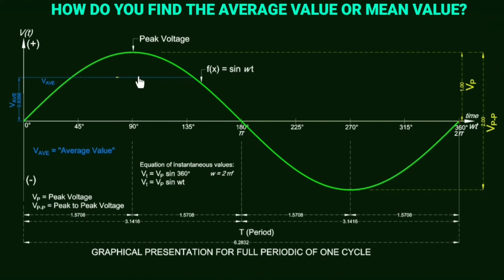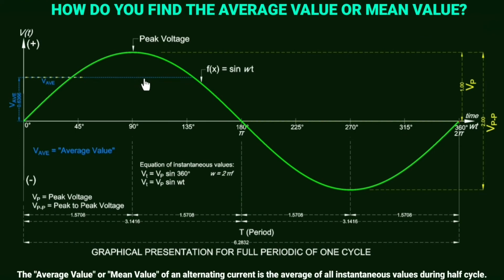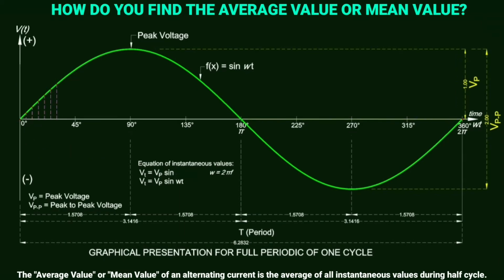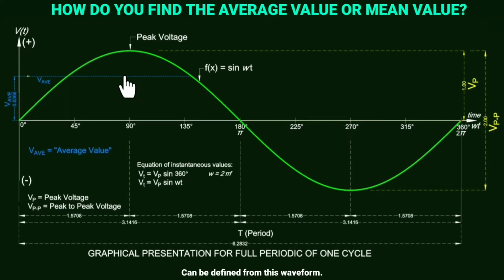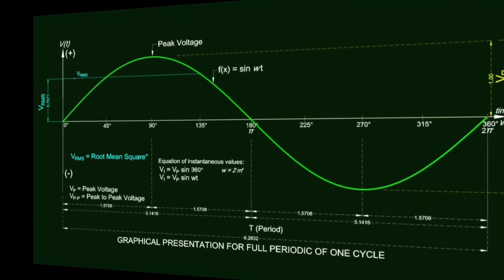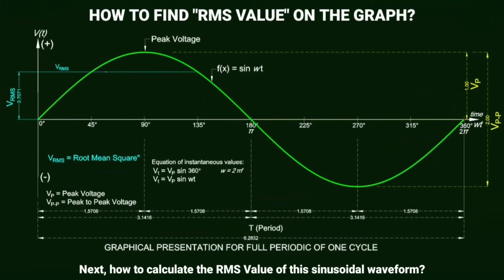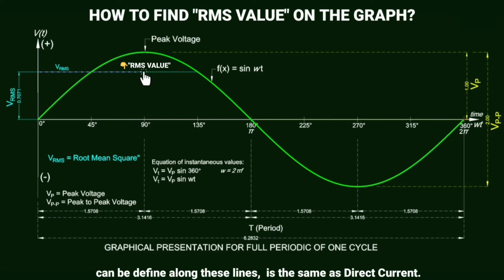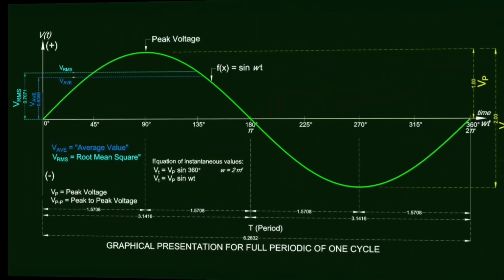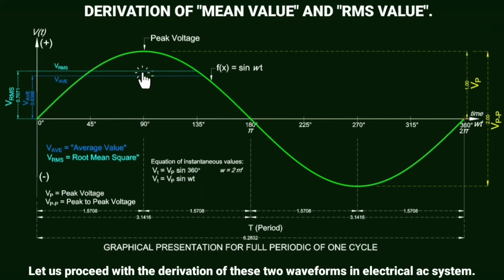How do you calculate the average value? The average value, or mean value of an alternating current, is the average of all instantaneous values during half cycle. It can be defined from this waveform. Next, how to calculate the RMS value of this sinusoidal waveform. RMS value is called the effective value in alternating current, and can be defined as the value that produces the same heating effect as direct current. Let us proceed with the derivation of these two values in electrical AC system.